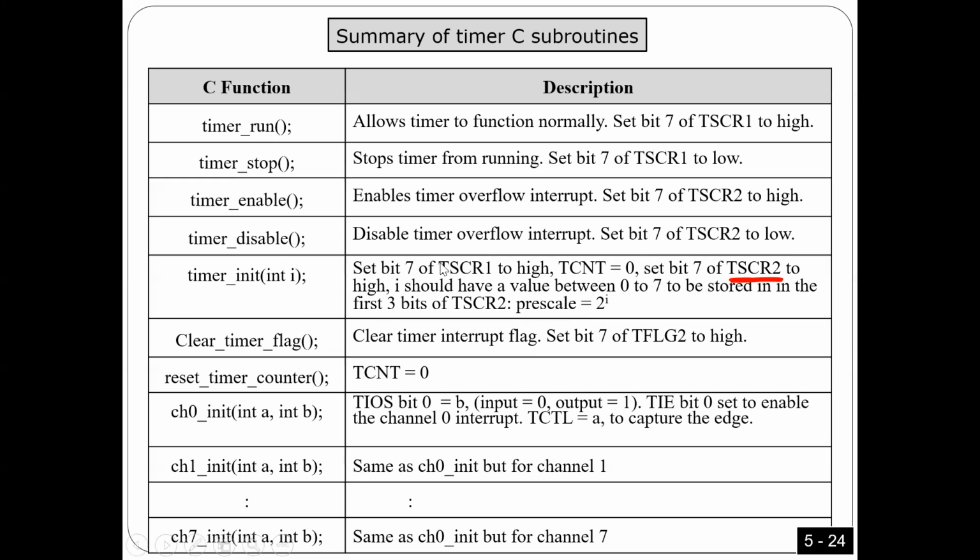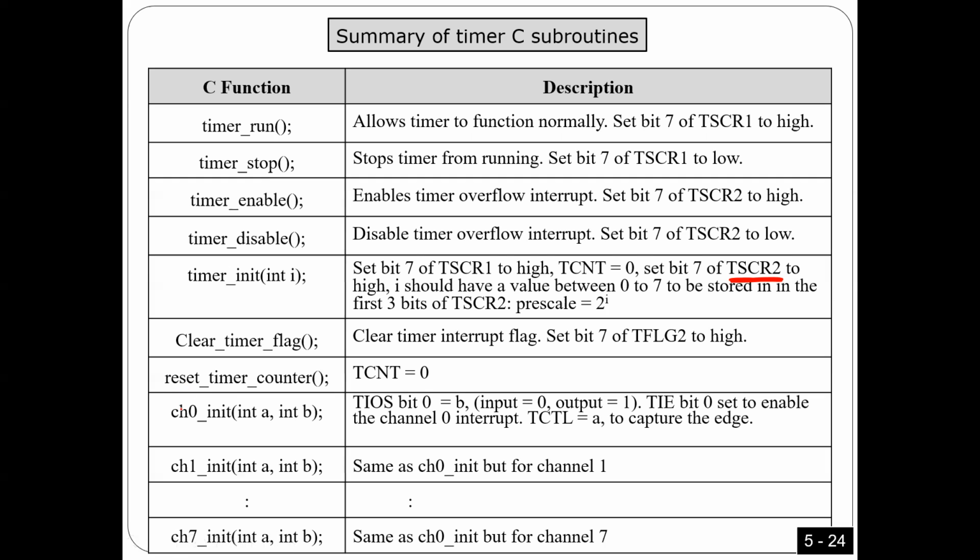Also, if you want to clear the flag bit, you can use this one. If you want to reset the timer, meaning you're going to start from 0, you can write this one, or you can just say TCNT is equal to 0. Okay. Now let's look at the channels. Similar to what we did before, you can just use the subroutines.